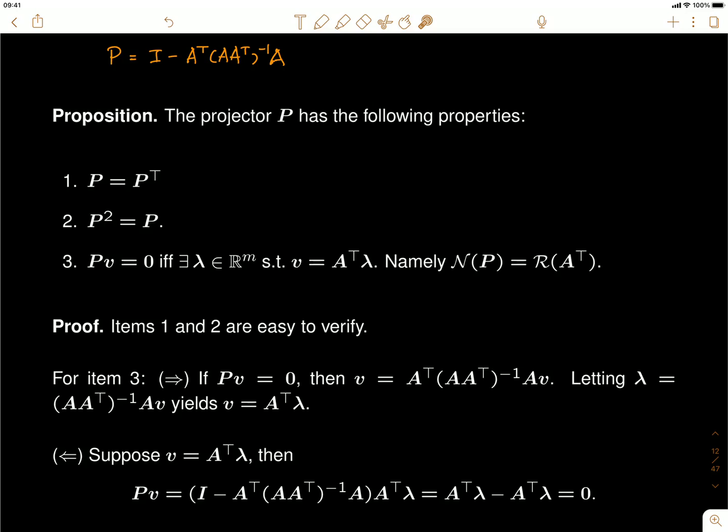Okay, and we can also see that from the definition of P right here, because when you apply P twice, you can just compute this matrix multiplied by itself.